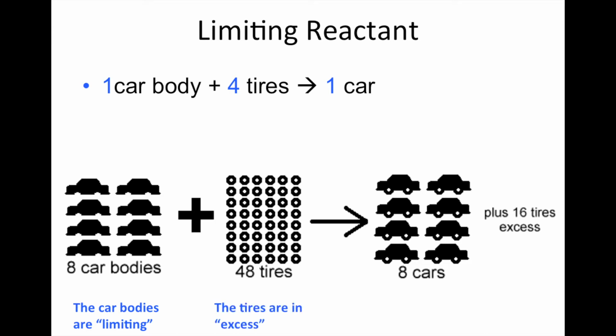The tires are our excess reactant, or at least analogous to our excess reactant, because they're the substance, our reactant, that does not run out. So we have some of it left over. Another thing: when the car bodies ran out, we could not make any more cars. So the car bodies, the limiting reactant, determines how many of a product can be produced.